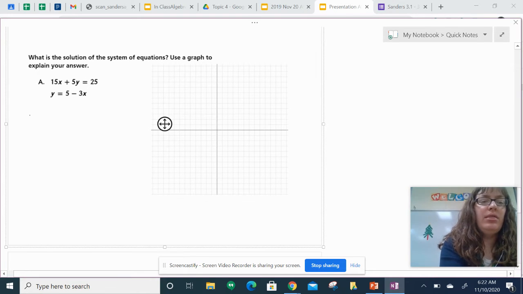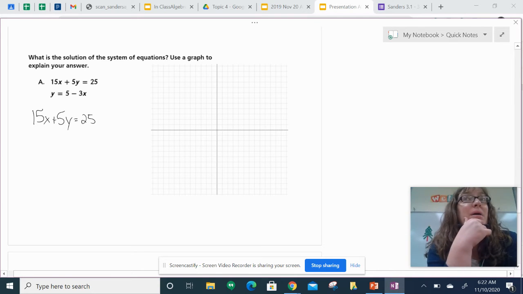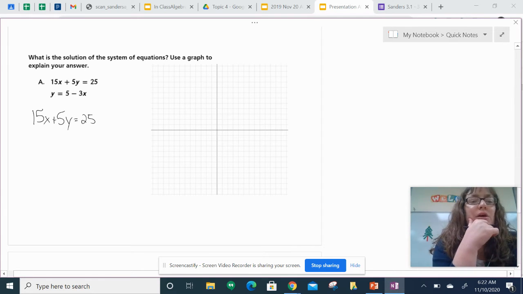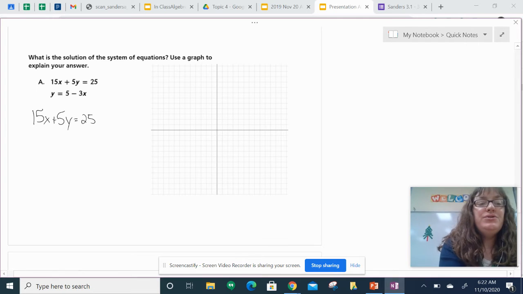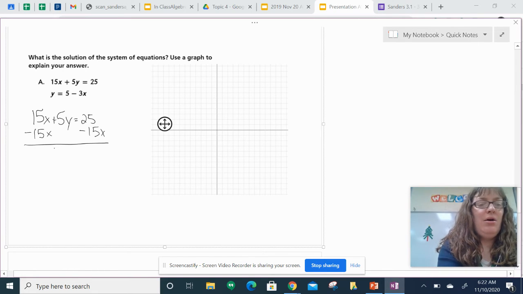So I'm going to start with the 15x plus 5y is equal to 25. And I'm going to work on getting that y by itself because that's what makes it in slope-intercept form. So to do that, I'm going to first move the 15x to the other side of the equation. That's my first step in getting y all by itself.